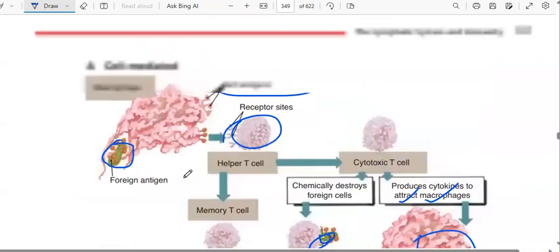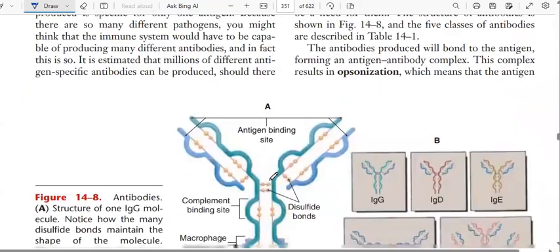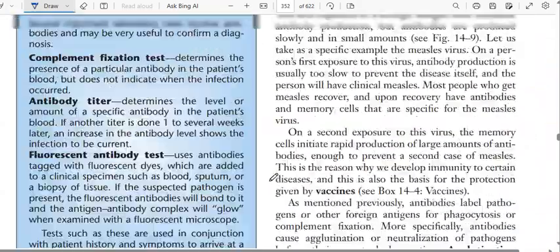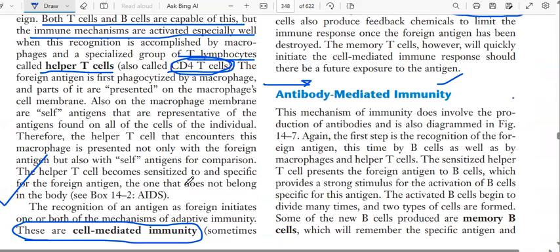Next is antibody mediated. Next, what will happen? This is the first step. If the antigen is destroyed very easily, the body will stop from here also. If the virus is more powerful than these cells, what will happen? The first step is the recognition of the foreign antigen, this time by B cells. Next is, if the same thing is not decreased, so what will happen?